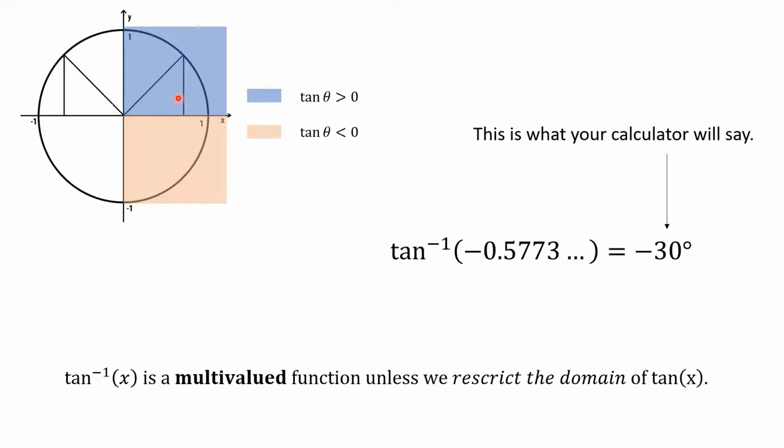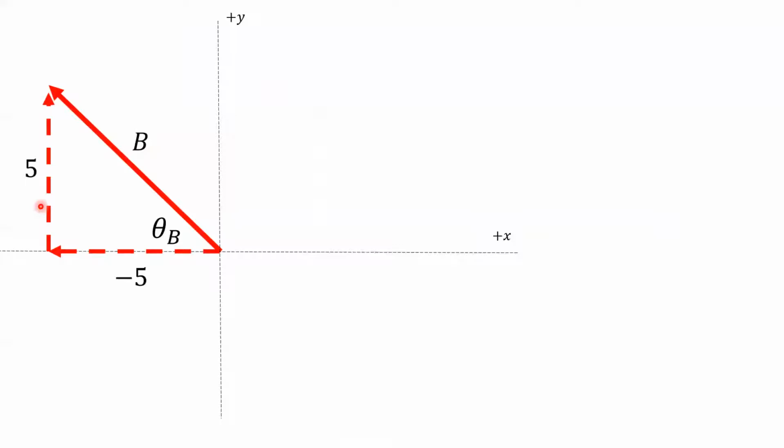If you ask the calculator for the inverse tangent of a positive number, it will assume that your angle is in this quadrant, even though it could really be in this quadrant, right? Tangent is also positive over here. So it's up to you to correct for that. And that's what I mean by check your quadrant. So here's an example.